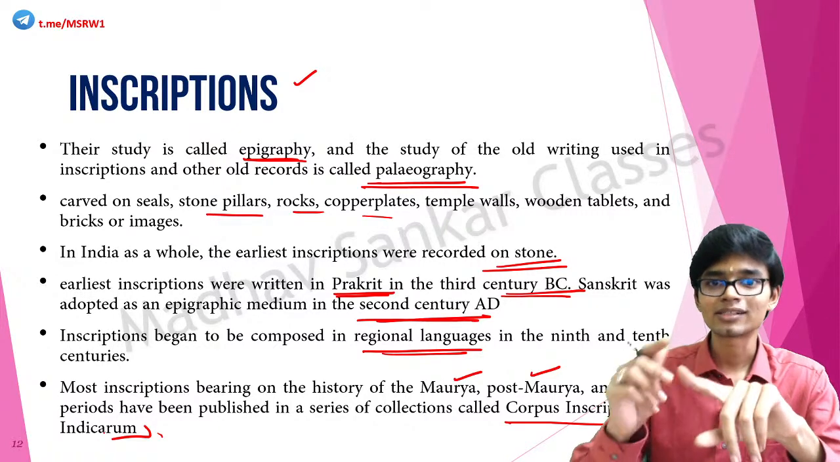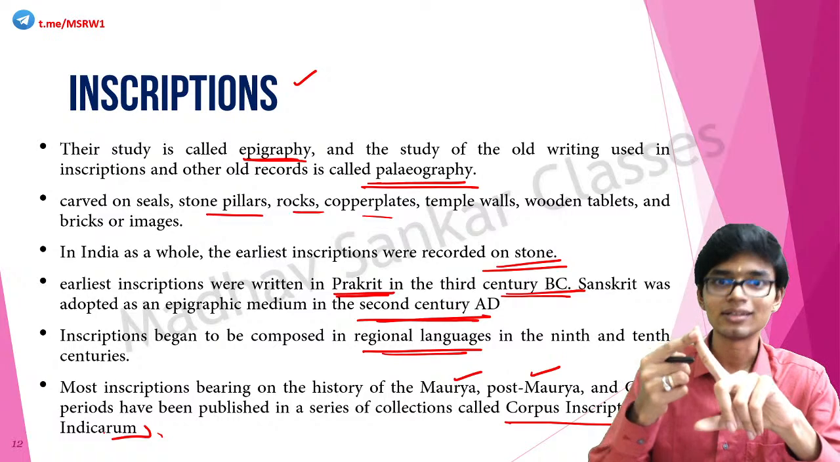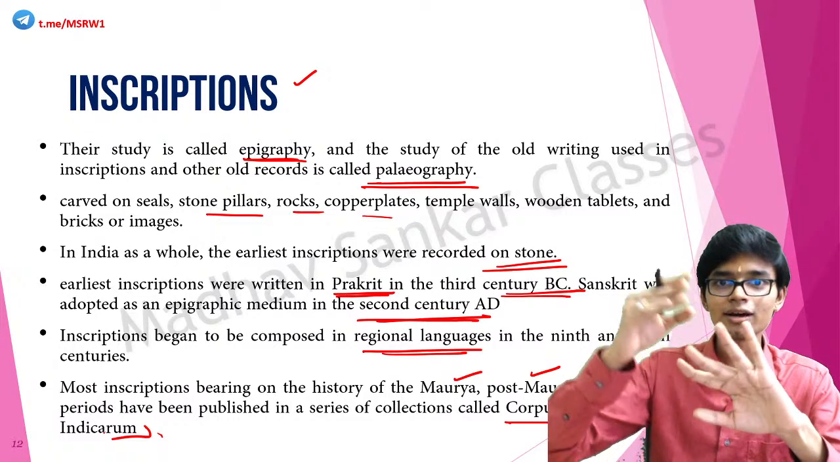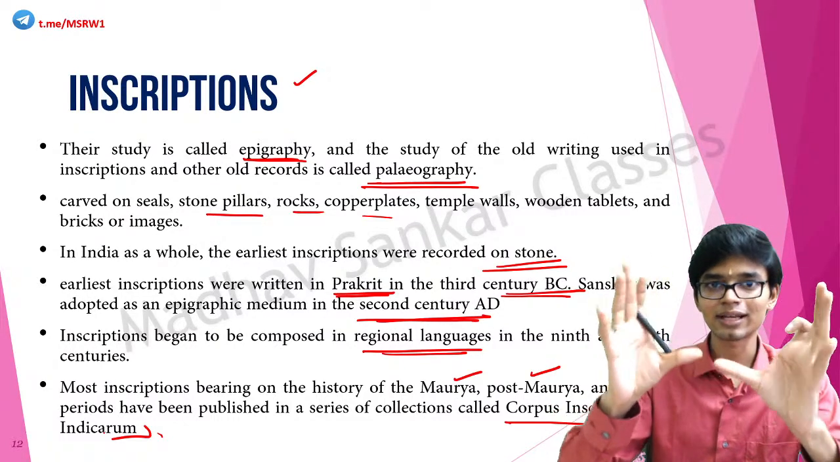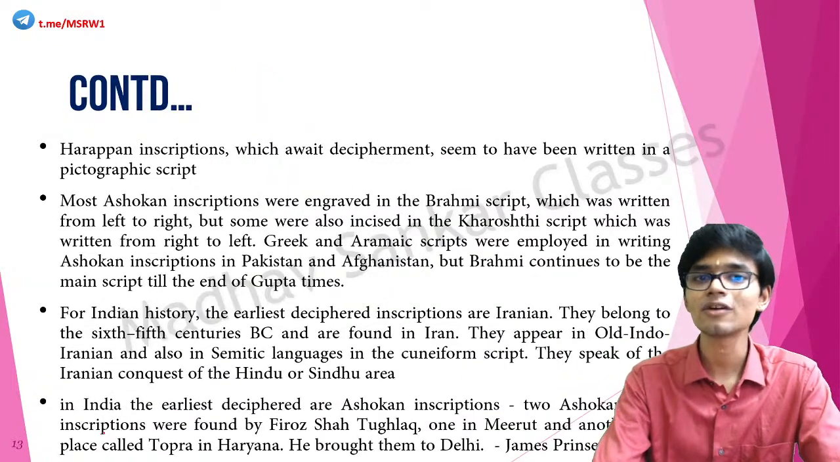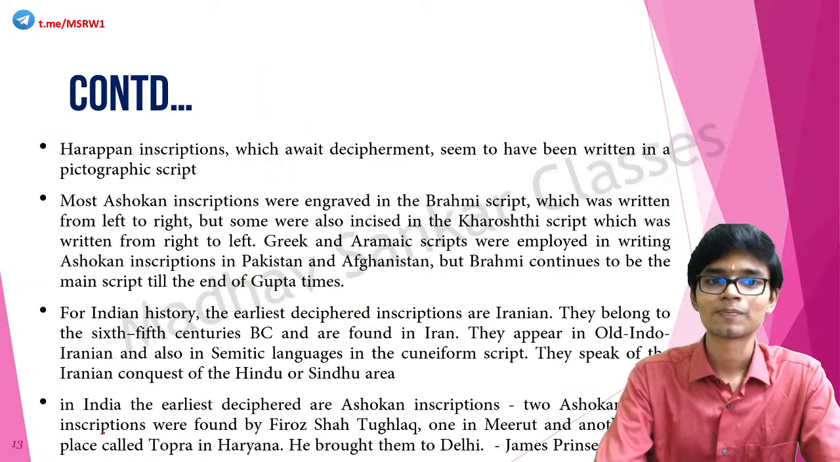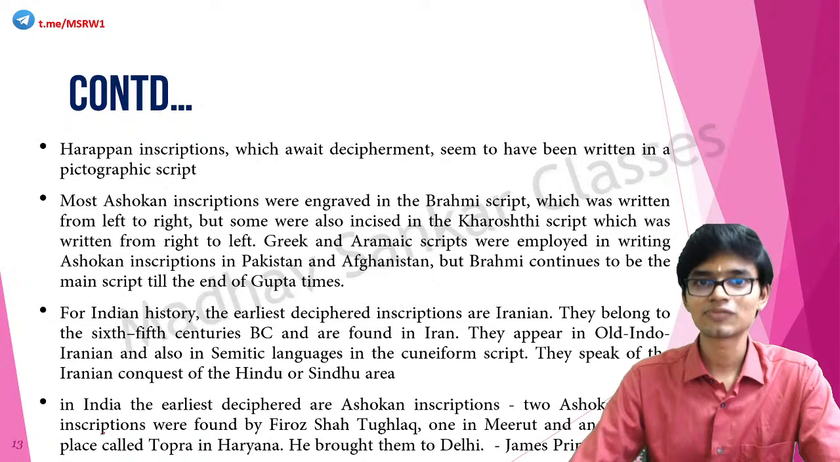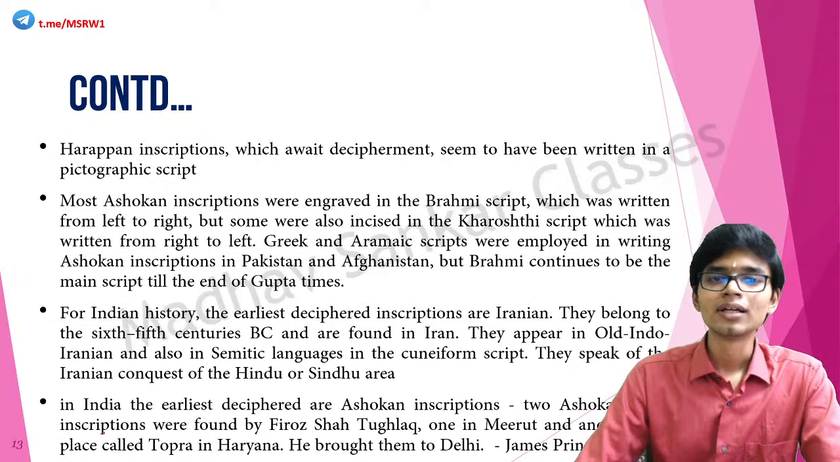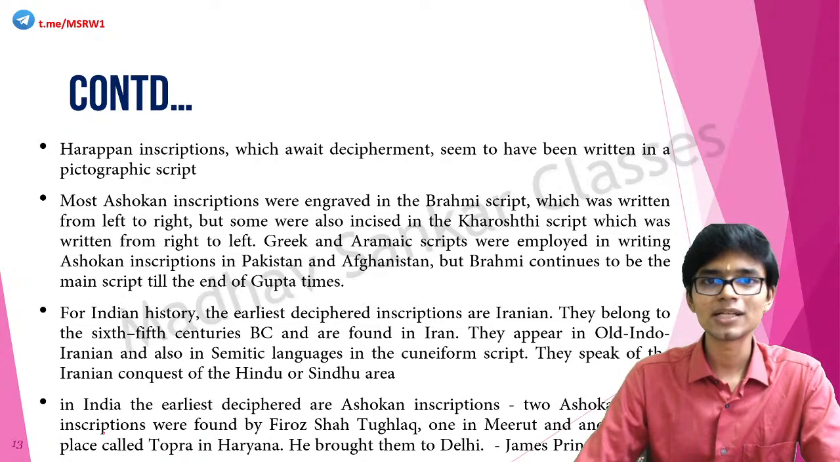Very important, it does not include post-Gupta inscriptions. Clear? Maurya, post-Maurya, and Gupta. This is the time frame that is included in this particular collection of inscriptions. Harappan inscriptions, which we will be talking about in detail later, are yet to be deciphered. Harappan script is yet to be deciphered. I think all of us know it very well.